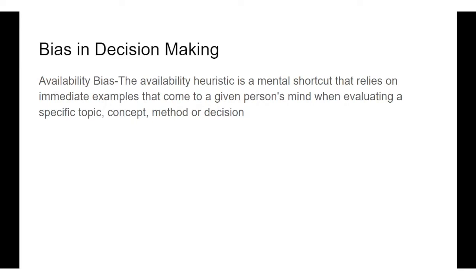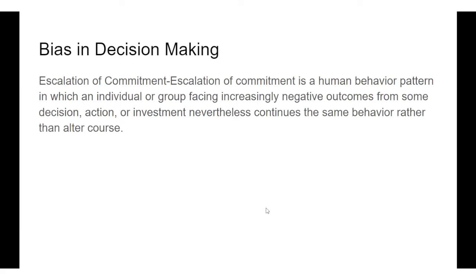I've got availability bias too, and availability bias is one I run into a lot. I'm going to pick the one that's closest to me or pick the one that's easiest to get. Basically, it's a mental shortcut that relies on immediate examples. I picked the first thing that I saw as a good example. So we don't really do a big assessment. We just pick whatever's handy.